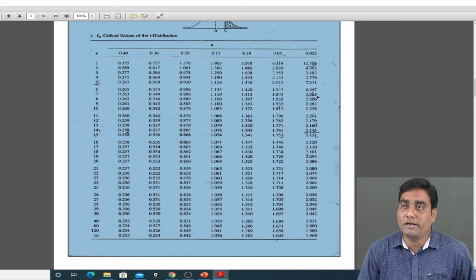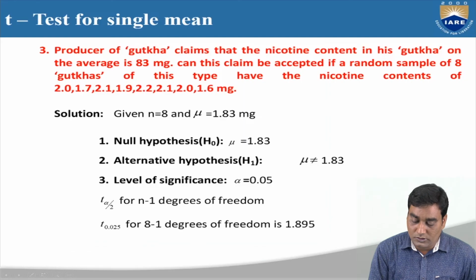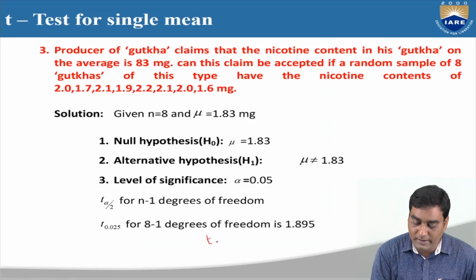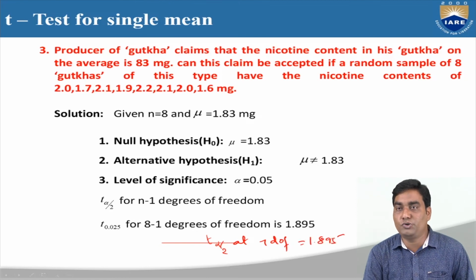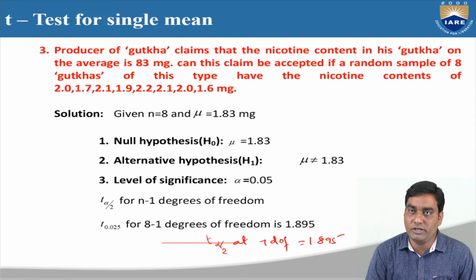And again I am going back to the PPT. So t alpha by 2 at 7 degrees of freedom equal to 1.895. This value we have chosen from the t distribution table.